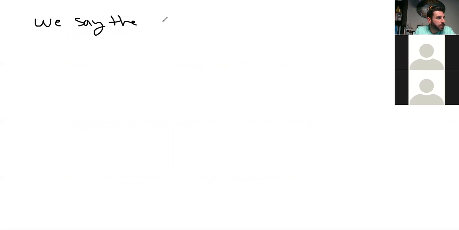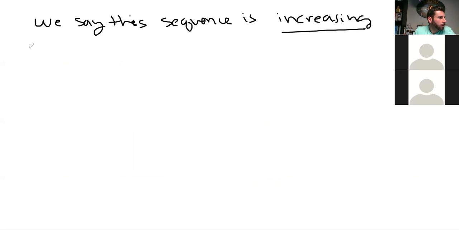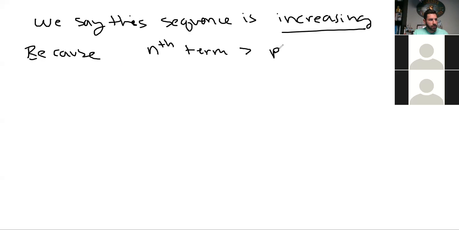So what we do is we say this sequence is increasing. Why? Because the nth term is always greater than the guy who came before it. So let's be very clear with this. The nth term is greater than the previous term.